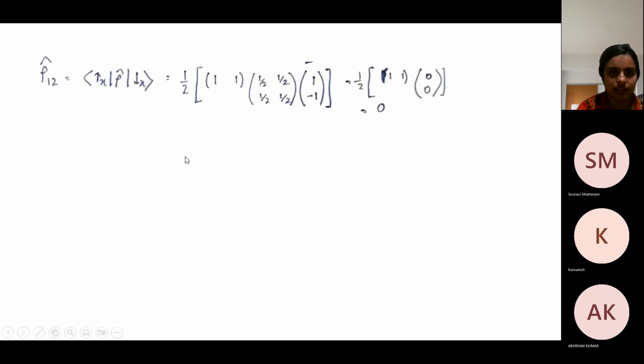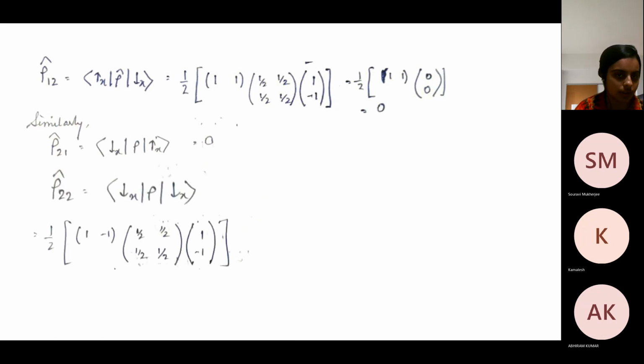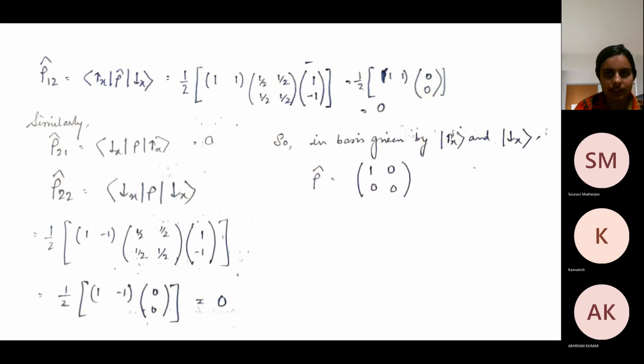Half minus half, you'll get something. So it's half minus half. So these two terms become 0. So ultimately it's 0. Similarly, row 2 1 will also be 0. And if you do row 2 2, that would also turn out to be 0. Correct? So that means in this basis given by these two vectors, which are different from the basis in which we were doing it for the first case, in this basis, your density matrix looks like this.